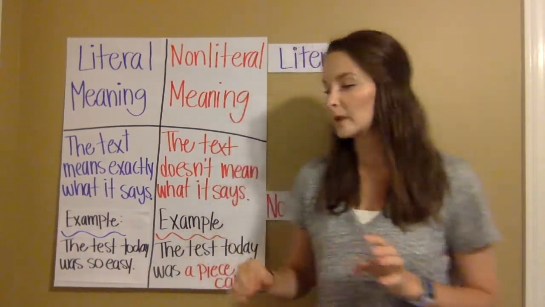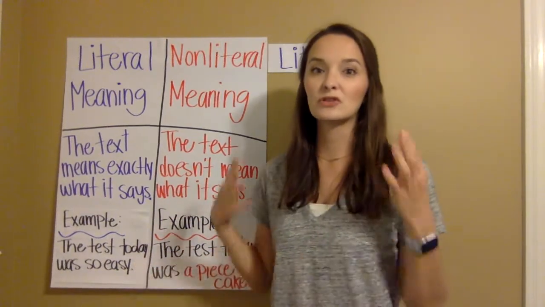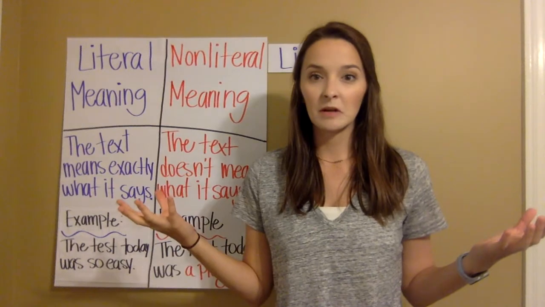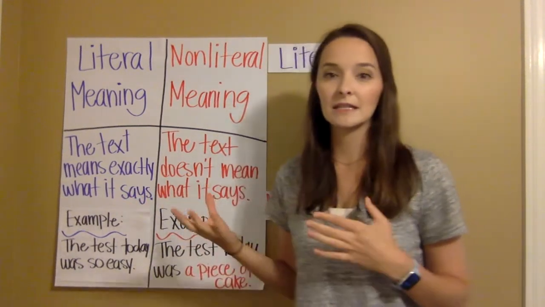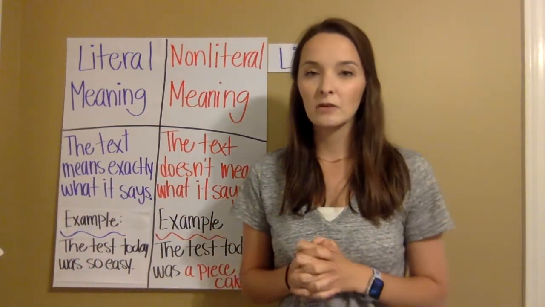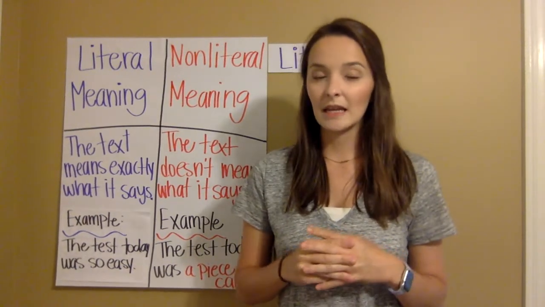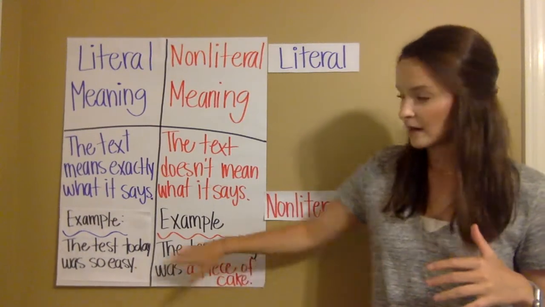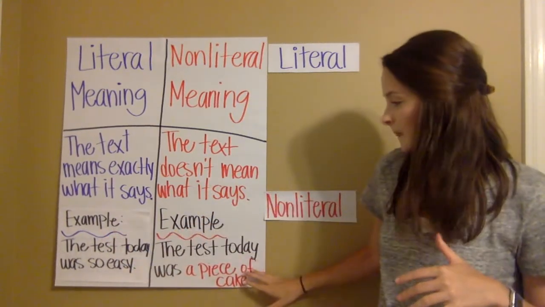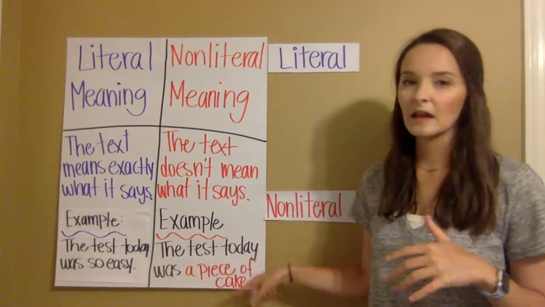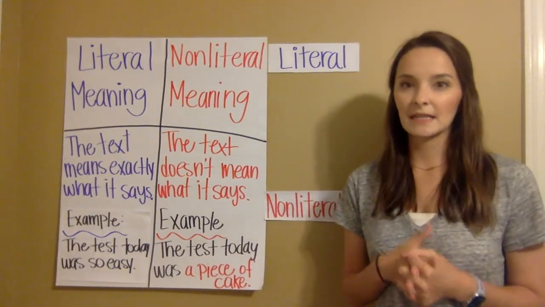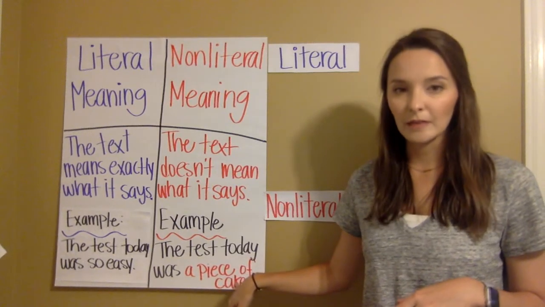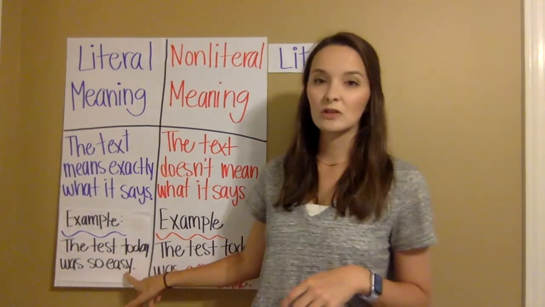One example would be, the test today was so easy. Saying something's easy means it wasn't hard for you. It was very easy. It means exactly what it says. In a non-literal meaning, the text doesn't mean exactly what it says. Another example, pretty much the opposite of a literal: the test today was a piece of cake. Man, that test was a piece of cake. So the piece of cake is a non-literal way to say that it was so easy.